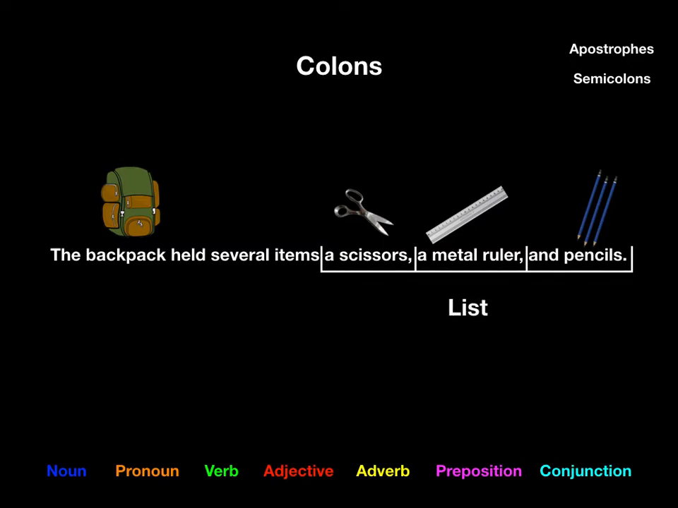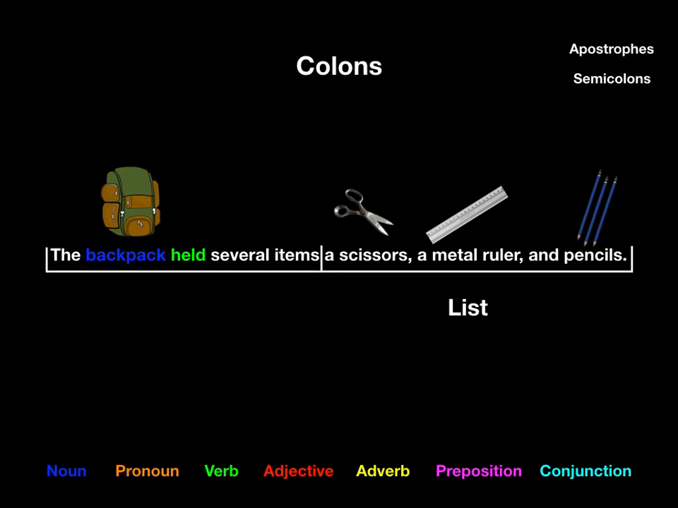We need to ascertain now whether we have a complete sentence before this list. If we have a complete sentence before the list, we can insert a colon. Here you will note that we have a verb, held, as well as a subject. Who or what held several items? The backpack held several items.